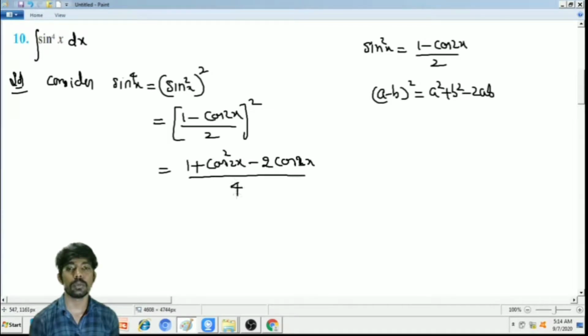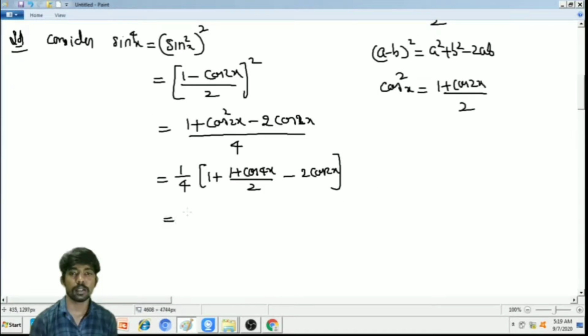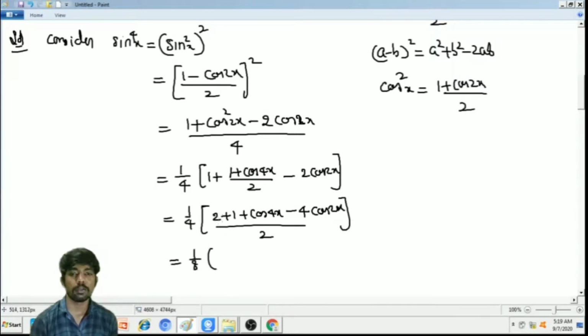By 2, 2 is a 4. From here we have 1 by 4, 1 plus cos square 2x. In the place of x we have 2x, so it will become 2 2 is a 4, 4x. Hence I can write (1 plus cos 4x) by 2 minus 2 cos 2x. So I can write it as 1 by 4, 2 LCM, (2 plus 1 plus cos 4x minus 2 2 is a 4 cos 2x) by 2. 4 2 is a 8, so 1 by 8, (1 plus 2 is 3 plus cos 4x minus 4 cos 2x).